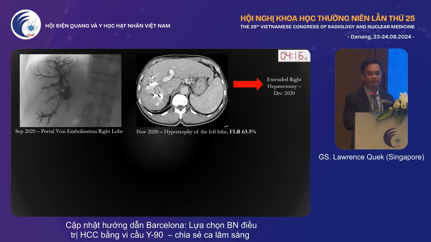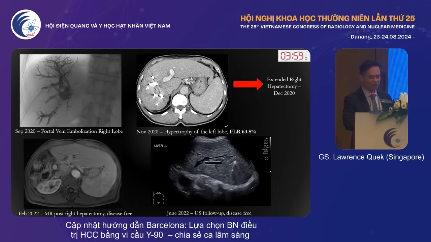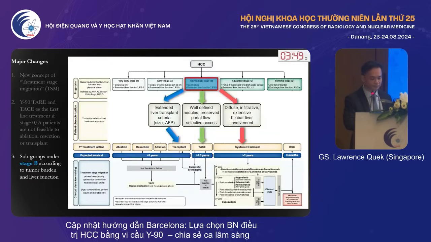The time to do portal vein embolization to the right lobe. Okay, 2 months later, there's hypertrophy of the left lobe, which is clearly seen, and the future liver remnant has gone up from what used to be below 40% to 63.5%. And the patient subsequently had an extended right hepatectomy, and this was followed by post-op MR and then ultrasound follow-up, and shows no recurrence. So it was a good outcome for this patient in terms of using Y-90 to bridge the patient over to resection. Now let's move on to the intermediate stage.